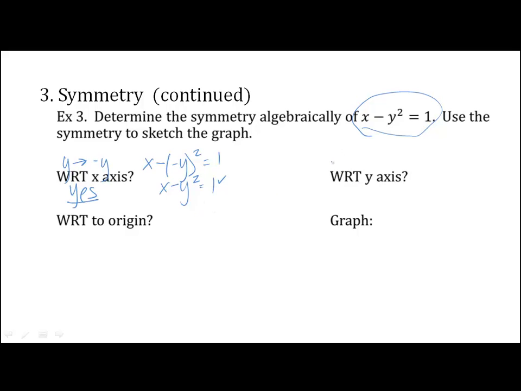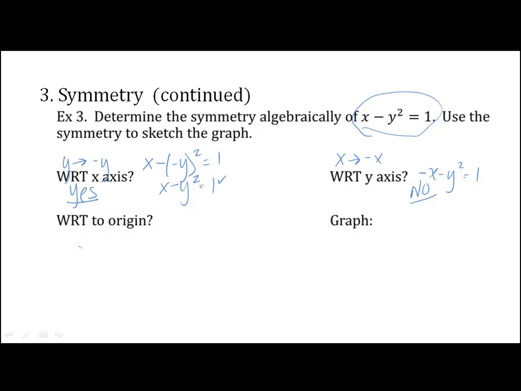With respect to the y, I take the x and I replace it with a negative x. Is it going to be the same? Negative x minus y squared equals 1. I can't simplify this any further. Is this the same as the original? No. So it is not symmetrical with respect to the y.